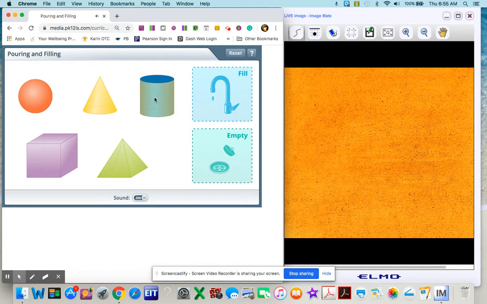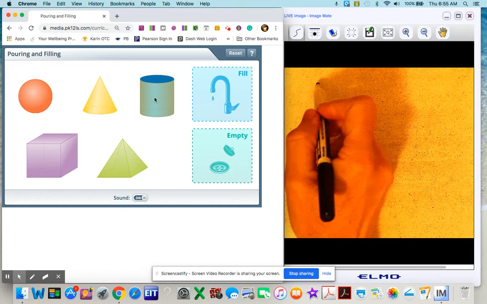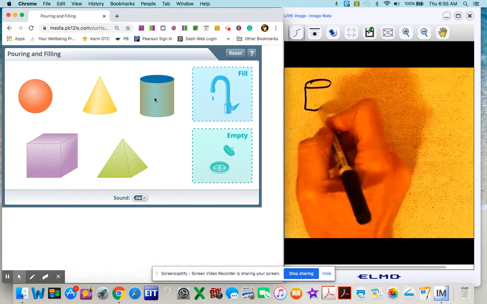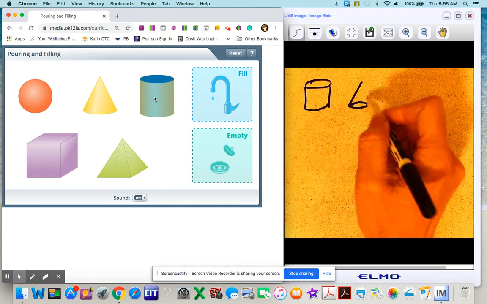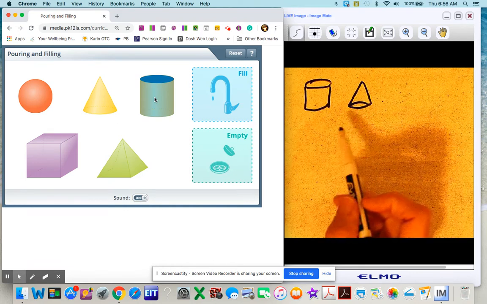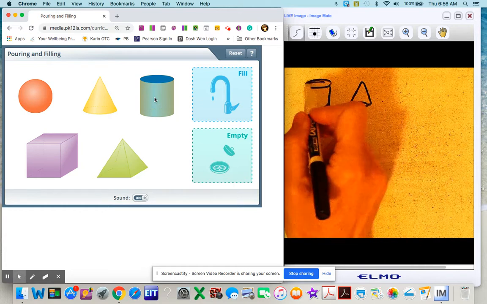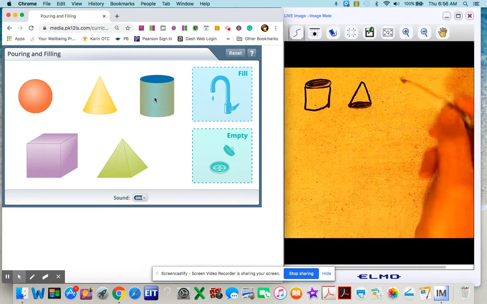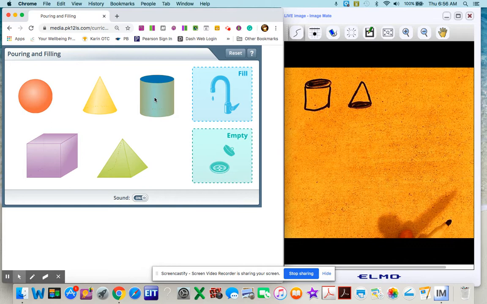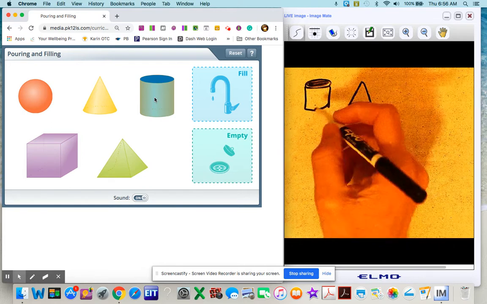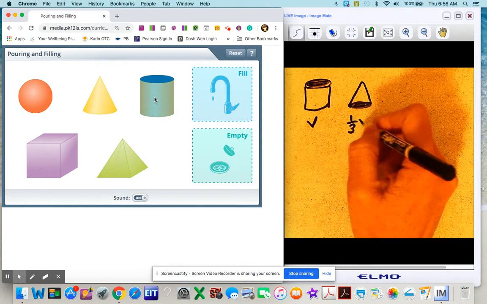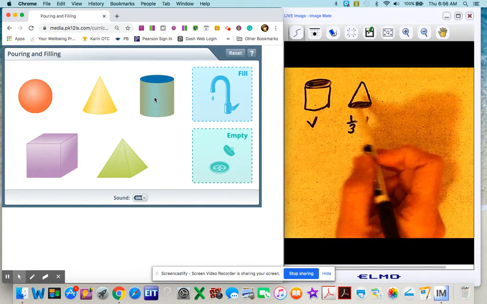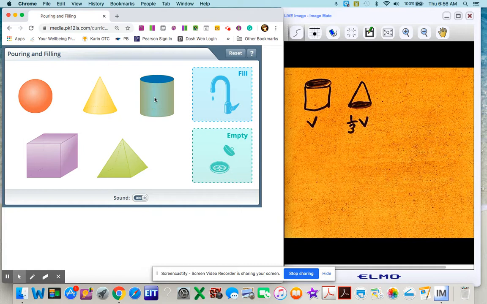Okay, so here's what you should have seen: the relationship between a cylinder and a cone that have the same base area, so these bases must be the same, and the same height, is that the volume of the cone should be 1/3 of the cylinder's volume, or the volume of the cylinder would be 3 times the amount of the cone.